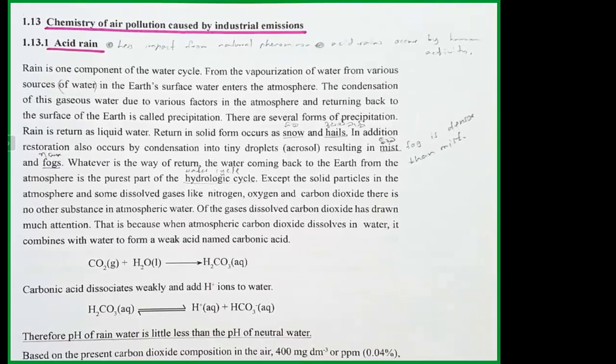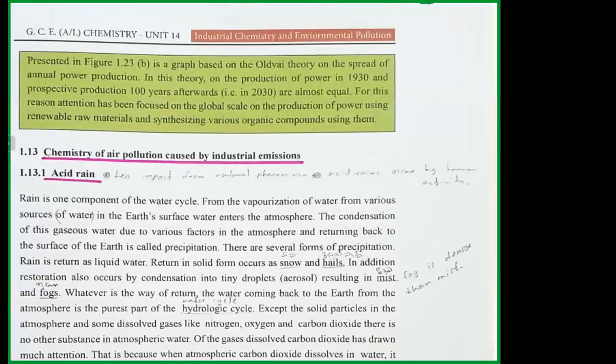Unit 14, earlier they had environmental chemistry as one part, industrial chemistry as another part. Now they have added them together. Industrial part is done. Now the environmental impact, that part.